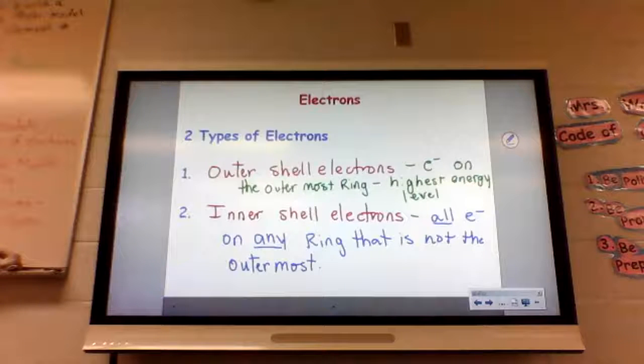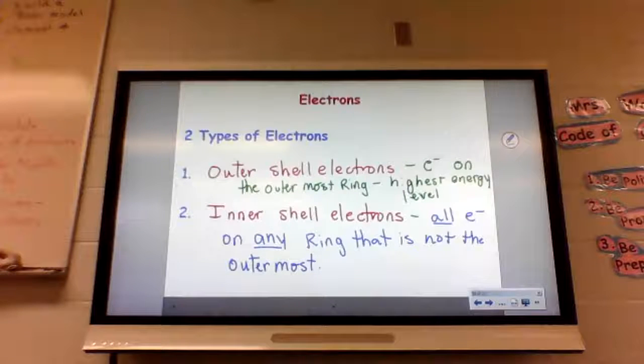Now, what if you only have 2 rings? What's the outermost if there's only 2 rings? The second ring is the outermost, right? And so what's the inner shell? The first ring. What if you have 4 rings? The fourth one is the outermost. And then what's the inner shell? 1, 2, and 3 are the inner shell. Okay? So the number of inner shell rings can vary. Does that make sense? But the outer shell can only have how many rings? Only 1 is an outer shell. But the inner shell can vary depending on how many rings there are. Is everybody with me on that?